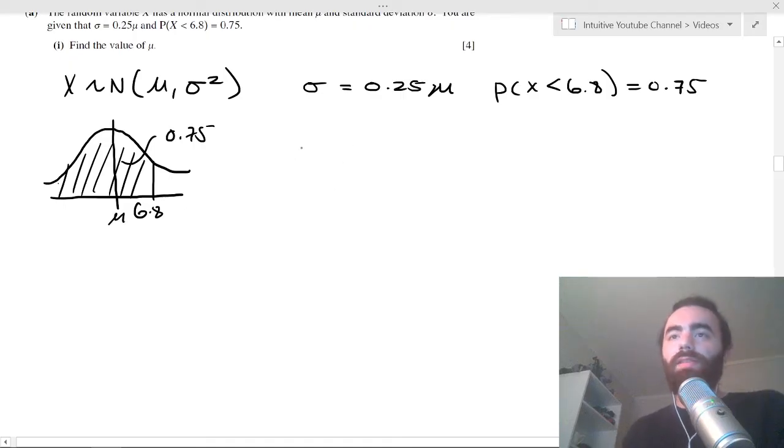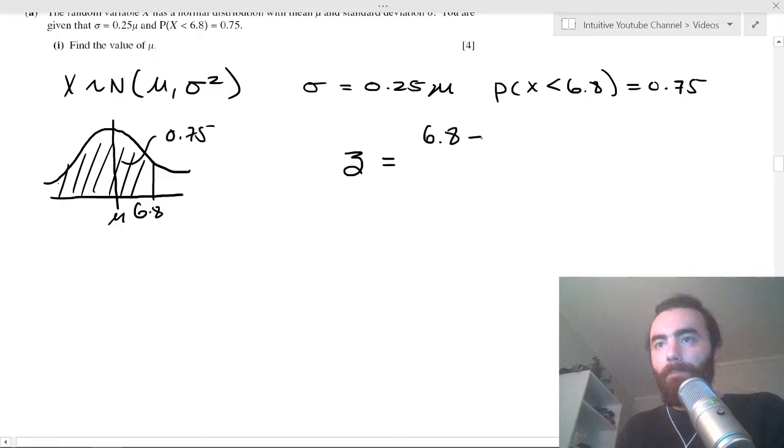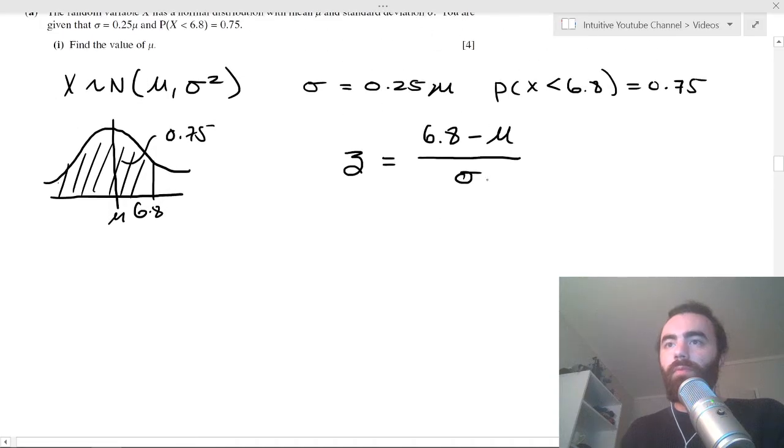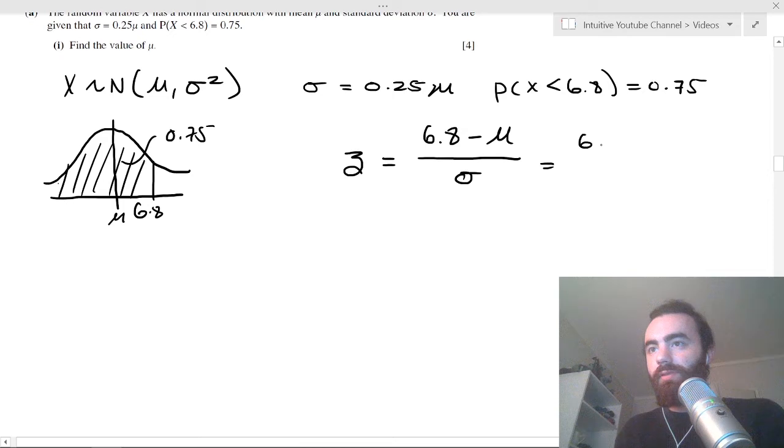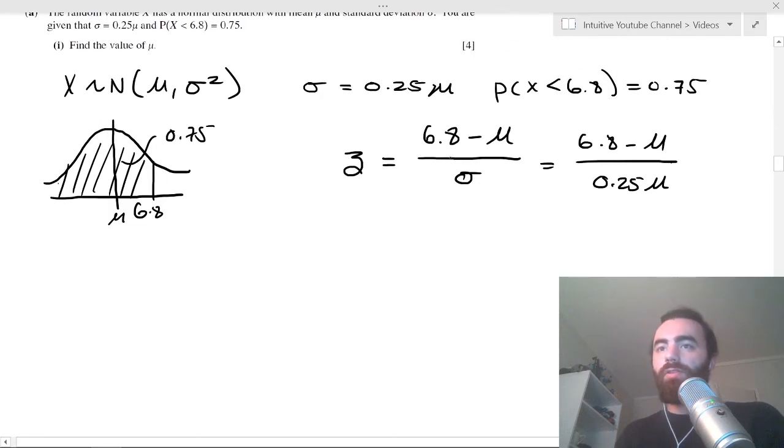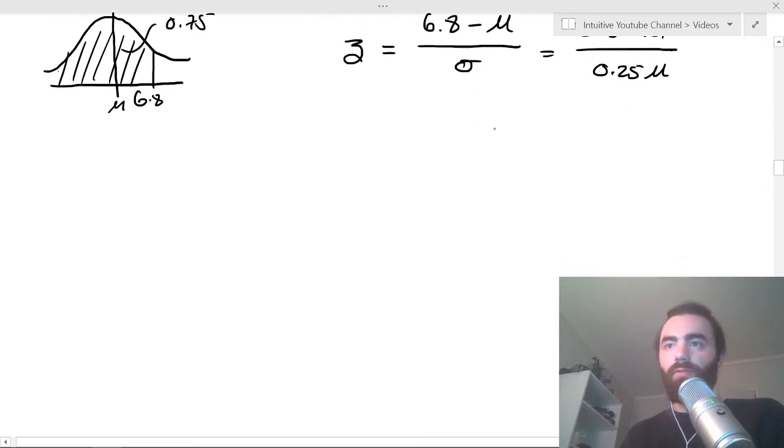So let's find the corresponding z value. Well, the corresponding z value for this is going to equal 6.8 minus your mean divided by your standard deviation. And we can simplify this because we know that this equals 0.25 of the mean. So this equals 6.8 minus your mean over your 0.25 of the mean. So if we find this corresponding z value, then we can find our mean because we have an equation.